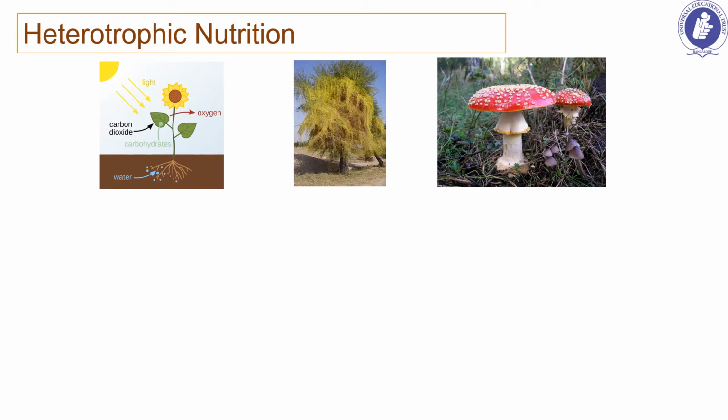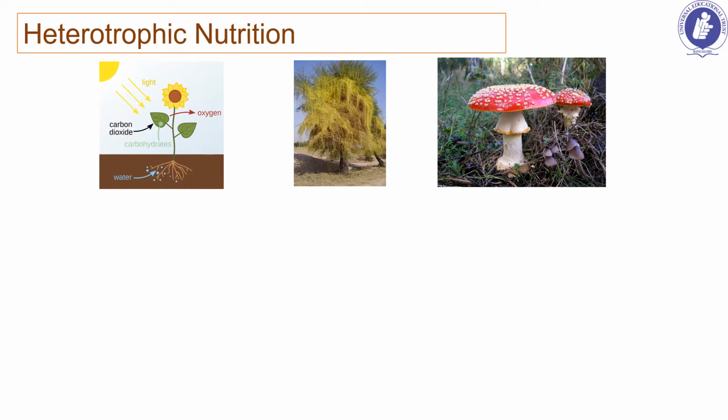What about these two plants shown in the picture? The first type of tree does not have any green leaves. You can see the yellow colored leaves. That means it does not have any chlorophyll. The second type is a type of fungi. You can see that red colored attractive umbrella-like structure. This one also does not have any green leaves.